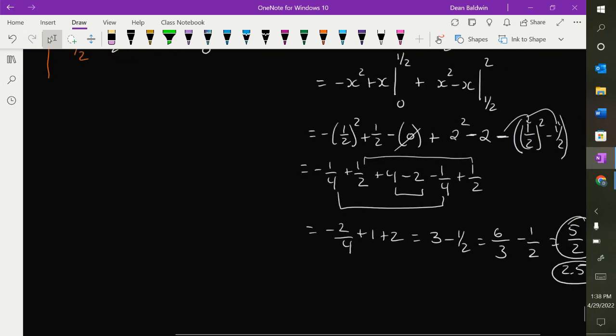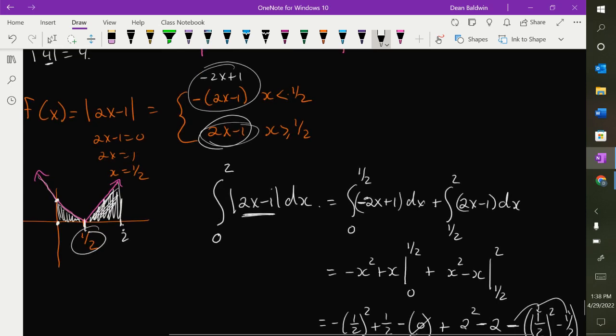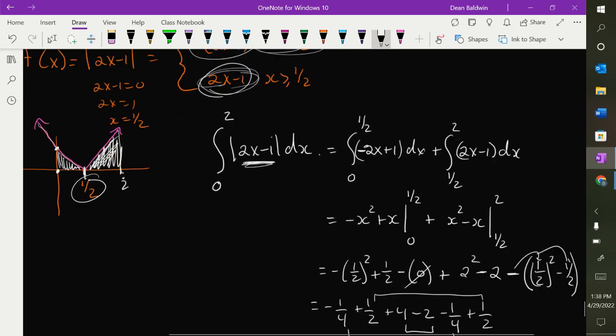But the key here is when you're doing an absolute value integral, you have to look to see what makes the inside 0. In this case, it's 1/2. Understand that part of the graph is going to be the negative of that value when you're less than that number. The other part is going to be the 2x minus 1 when you're greater than whatever makes that 0. And then do each integral separately.